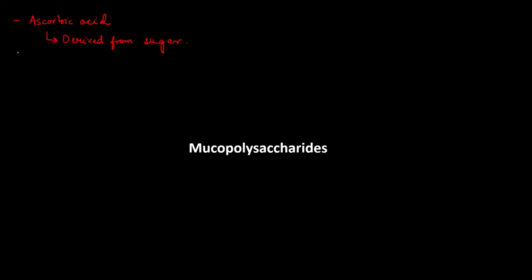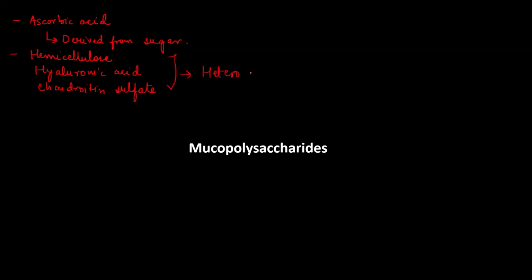Then we have certain other heteropolymers such as hemicellulose. So we need not study this in detail, but just for the name, these are examples of heteropolysaccharides. So hemicellulose, hyaluronic acid, chondroitin sulfate. So these are all polysaccharides, but the difference is that these are heteropolysaccharides. Okay.